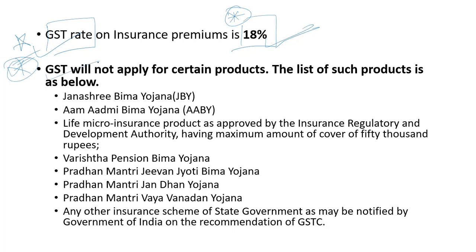GST will not apply on certain insurance products. The list of such products is as below. The GST rate on insurance premiums is 18%, but certain insurance policies are being excluded. Let's see what these policies are. Janshri Bima Yojana, Aam Aadmi Bima Yojana, Life Micro Insurance product as approved by IRDAI having maximum amount of cover of 50,000 rupees, Varisht Pension Bima Yojana, Pradhan Mantri Jeevan Jyoti Bima Yojana, Pradhan Mantri Jan Dhan Yojana, Pradhan Mantri Vaya Vandana Yojana, any other insurance scheme of state government as may be notified by Government of India.